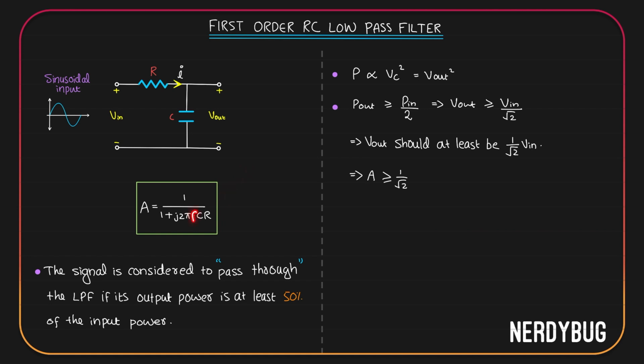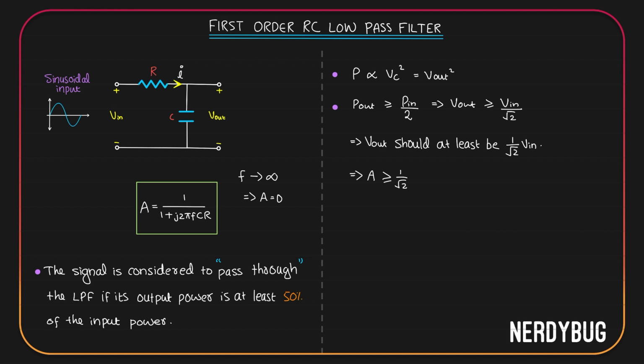We have the frequency over here. If frequency becomes really high, let's say f tends to infinity, since f is in the denominator, the gain will become 0. So for high frequencies, gain is 0. As you lower the frequency, gain will increase. At a certain low frequency, you will get the gain to be equal to 1 by root 2, which is the minimum required value of gain.